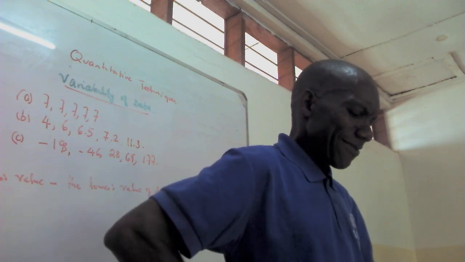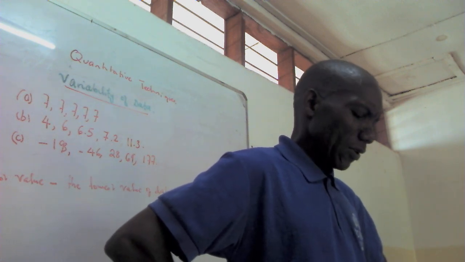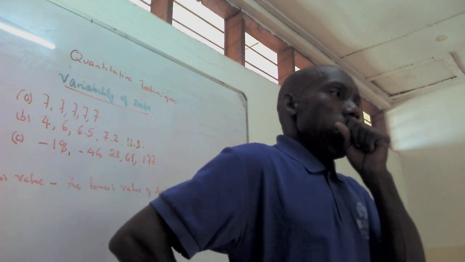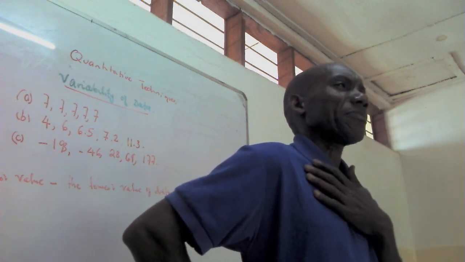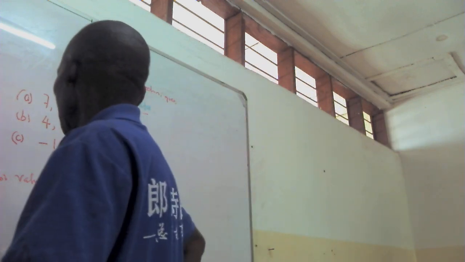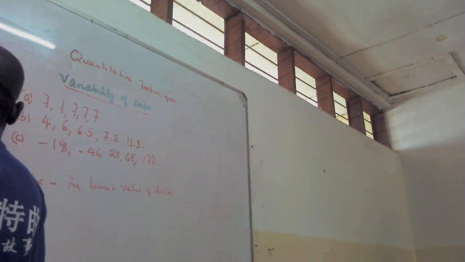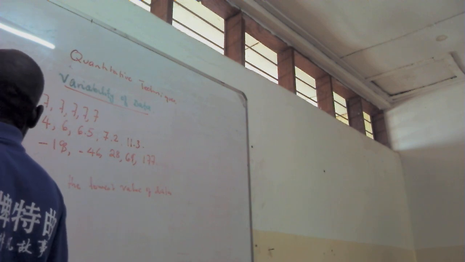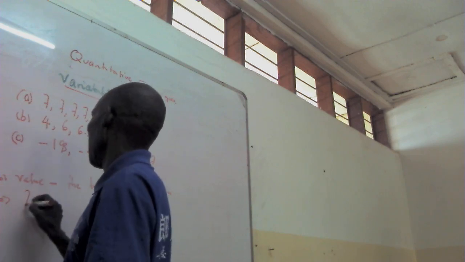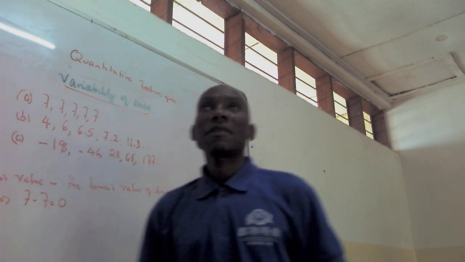So we are looking at range as the highest value minus the lowest value. Let's work out range for the first data, then for the second data, and then for the third data. If you look at the range for the first data, there is no highest value. So it is 7 minus 7, which gives you 0.